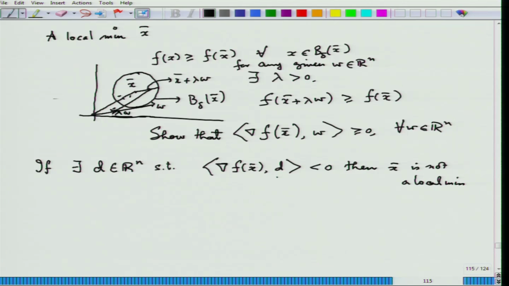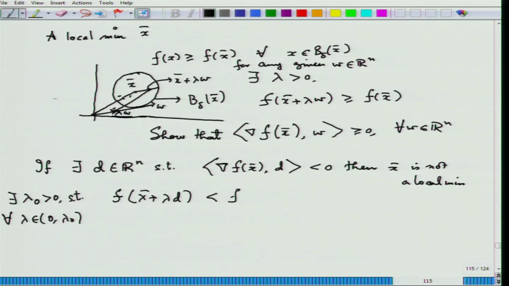So, if I have a d like this, what does it give me? It gives me the following. You can show, again using Taylor's theorem, that there exists a lambda naught greater than 0 such that for all lambda between 0 and lambda naught, f of x bar plus lambda d is strictly less than f of x bar. How do I check this? Check it out as homework.